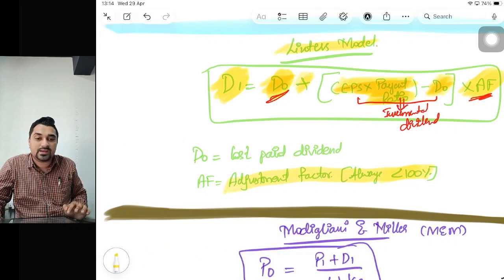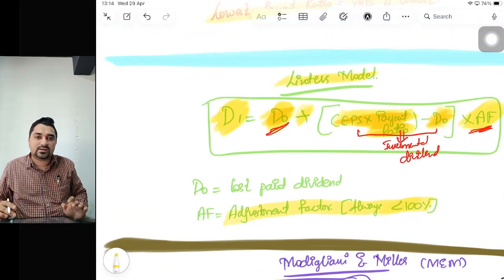I am not calculating P0. These are all dividend relevance models wherein my market price per share is dependent on my dividend decision. In other words, my dividend decision affects the market price per share.